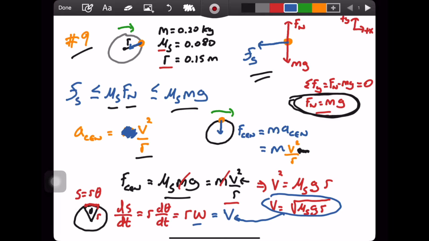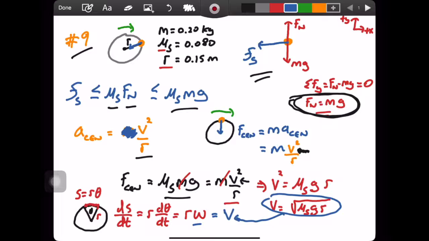For uniform circular motion, we have some linear velocity v that the object is traveling about in the circle, and we have some distance away from the center of the circle. We need some force to step in and do the job of supplying the requisite centripetal force. In this particular problem, it's the static friction that is supplying the requisite centripetal force.